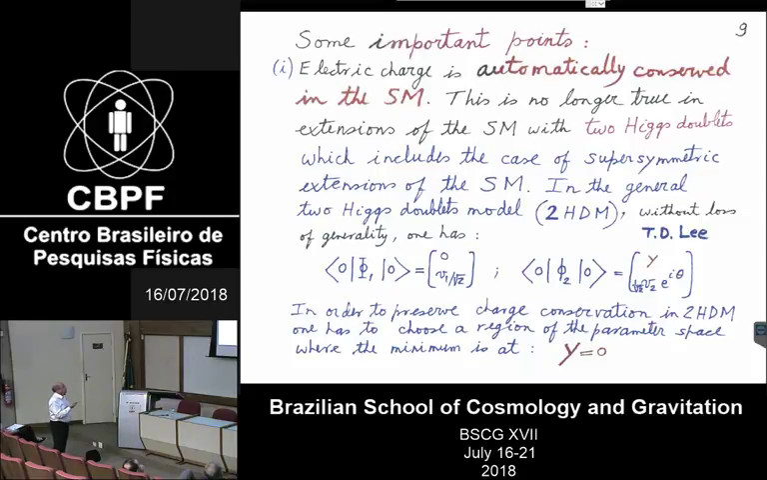So let me emphasize some important points. Electric charge is automatically conserved. This is no longer true in extensions of the SM with two Higgs doublets, which includes the case of the supersymmetric extension of the SM. As you know, in supersymmetry you need two doublets. In the general two-doublet model, for example, without loss of generality, one has this. This you can do by making a gauge transformation, but you have here y that is not automatic. You cannot put it equal to 0. You have to choose a range of the parameters where y is equal to 0. In that region, charge is conserved.